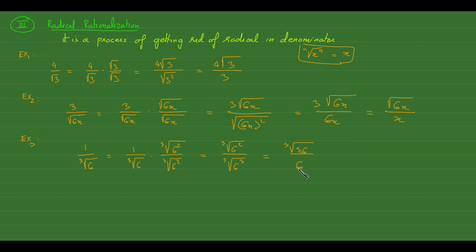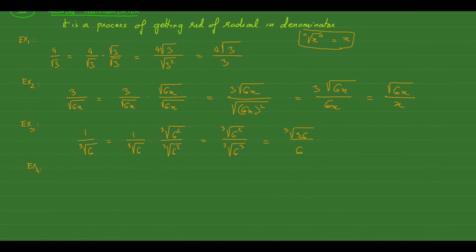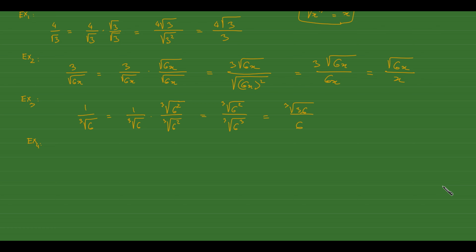Okay, see that? So it depends on the index. But for the square root, you just need to multiply the top and the bottom by itself. But for the other one, you have to be careful. For example, this case right here.